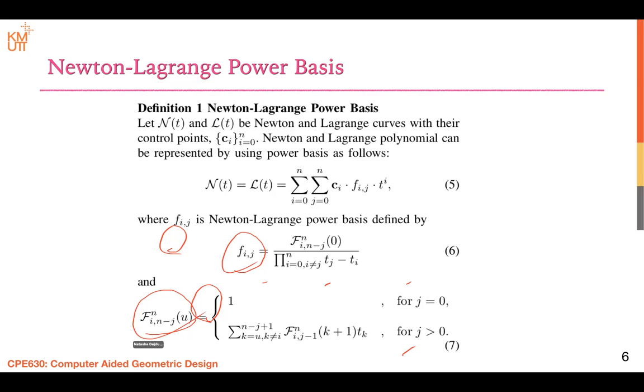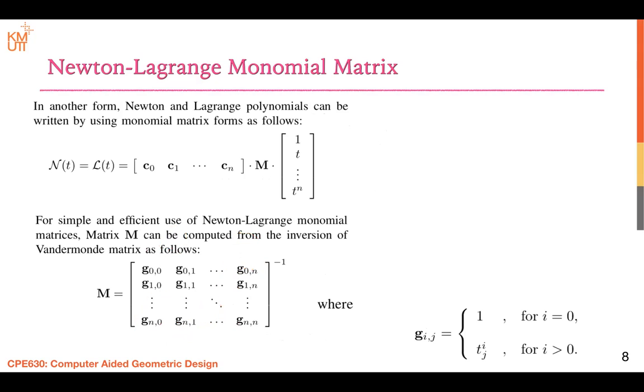So can we have a simpler formula? Yes, we can. In order to do this, we can use M. Actually, M is like this, but instead of using F, which is very complicated, I use G instead. G zero zero is one when I is equal to one, and it will be Tj raised to the power I when I is greater than zero. And then this formula is very simple. We can call this formula Van der Monde matrix. What does it mean by Van der Monde matrix? You can use this formula in order to get the Van der Monde matrix, and then you just have to take the inverse of this matrix, just that.